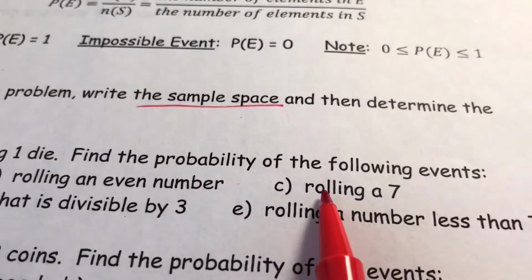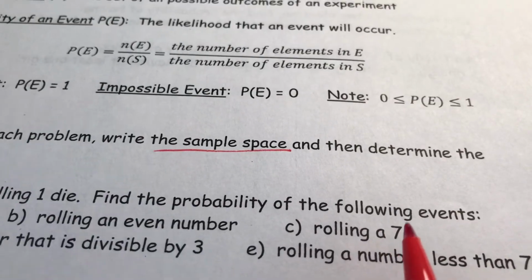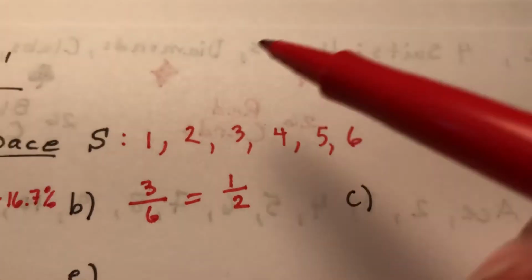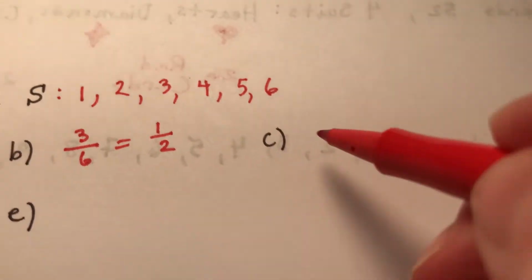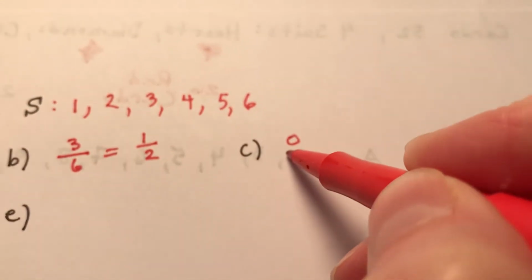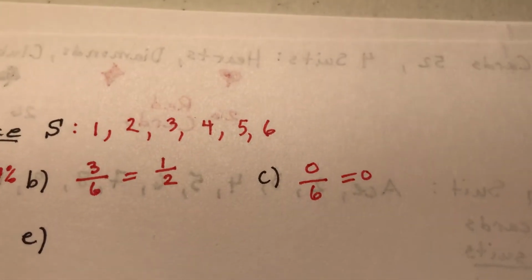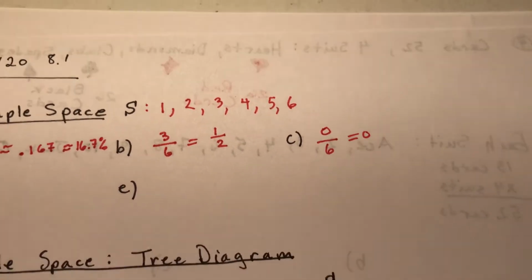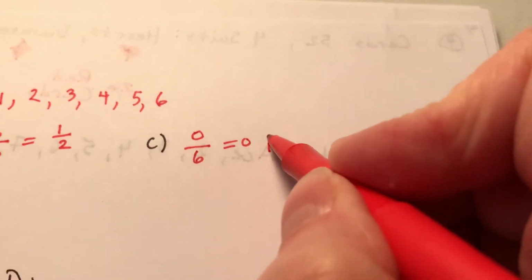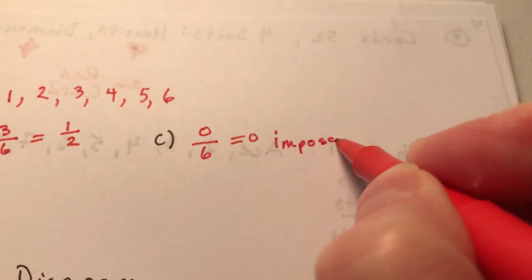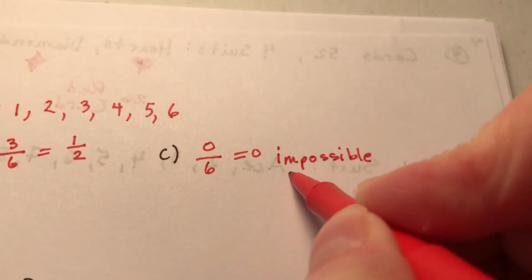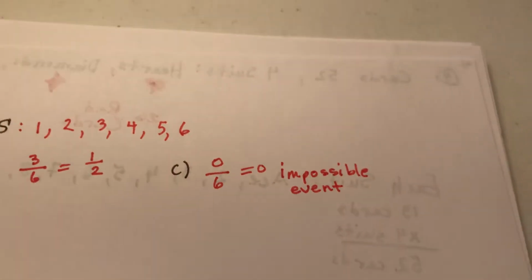C, what's the probability of rolling a 7? The probability of rolling a 7, you can't roll a 7. So it's 0 out of 6, but always write that as 0. What is that called? An impossible event. Not going to happen.